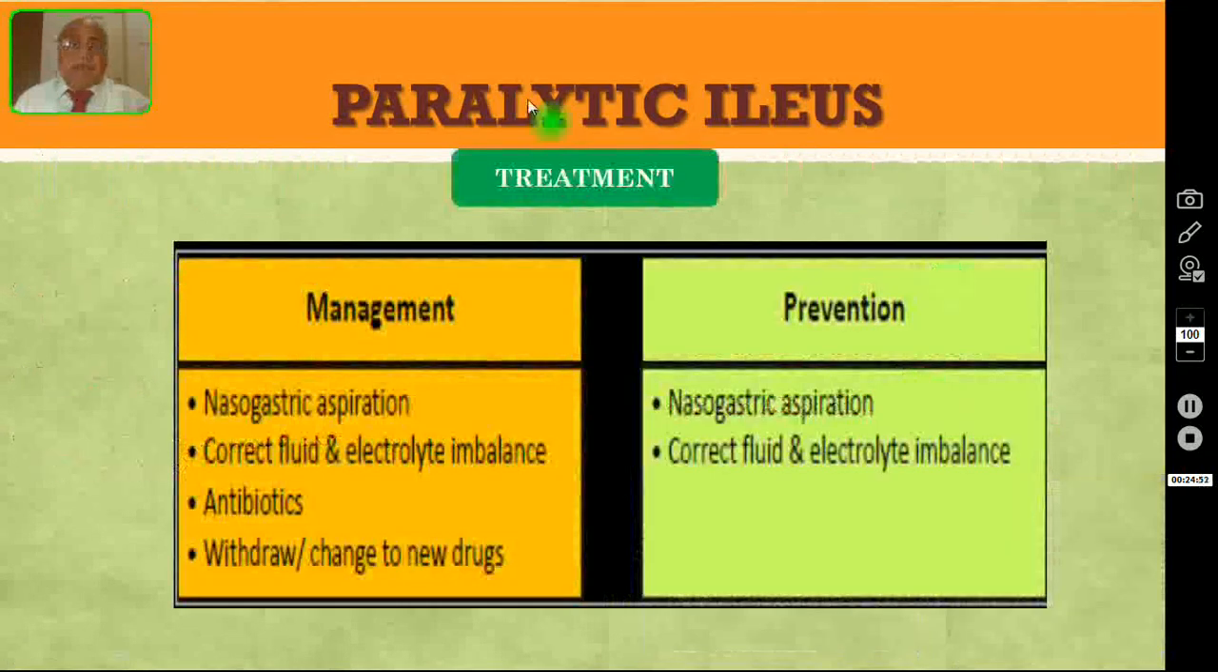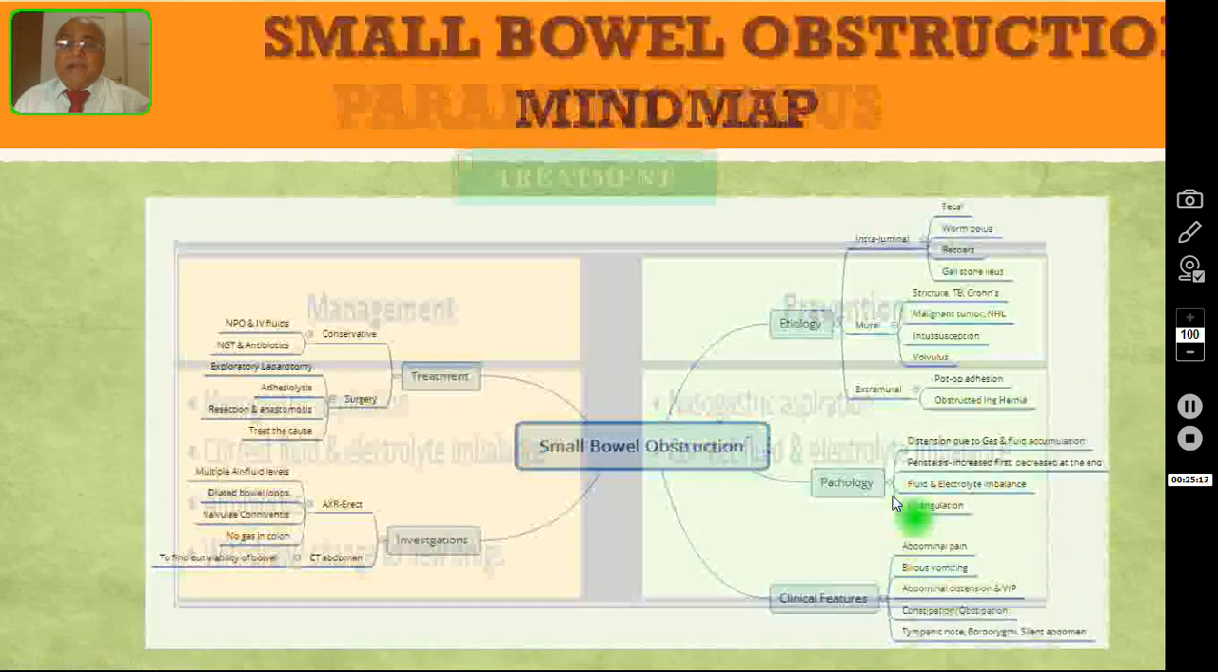So what is the treatment if it is paralytic ileus? You have to manage it conservatively. Keep the patient NPO, nasogastric aspiration. You have to correct fluid and electrolyte imbalance. Of course, you have to give antibiotics also. If the patient is having this because of some drugs, stop those drugs or change to some other drugs. Prevention, okay, you can put a nasogastric aspiration and you have to correct fluid and electrolyte imbalance.